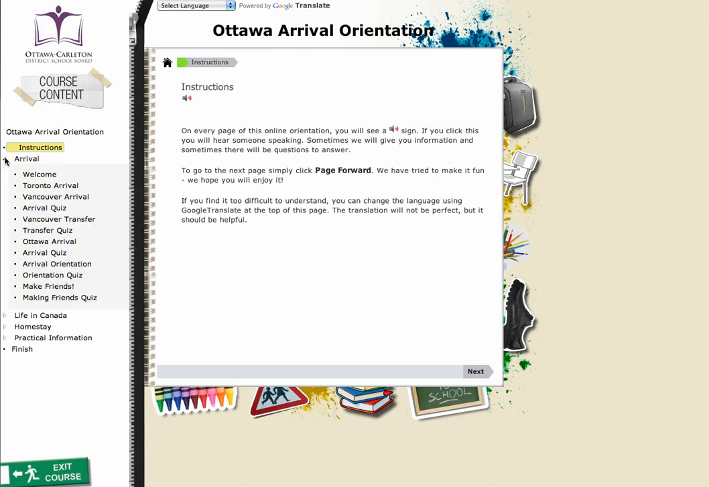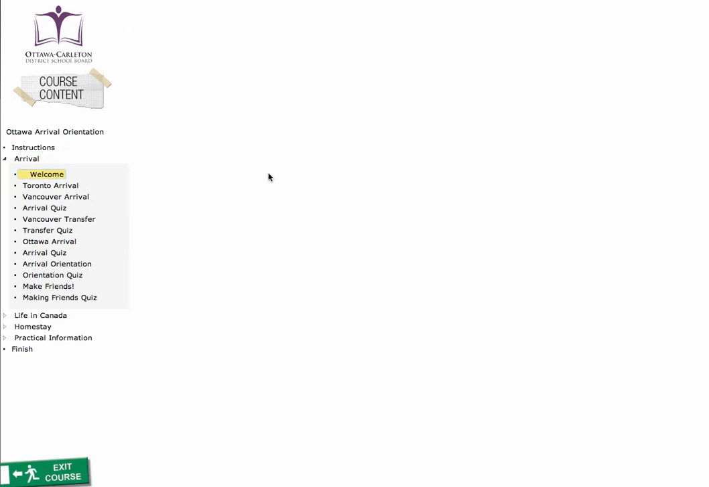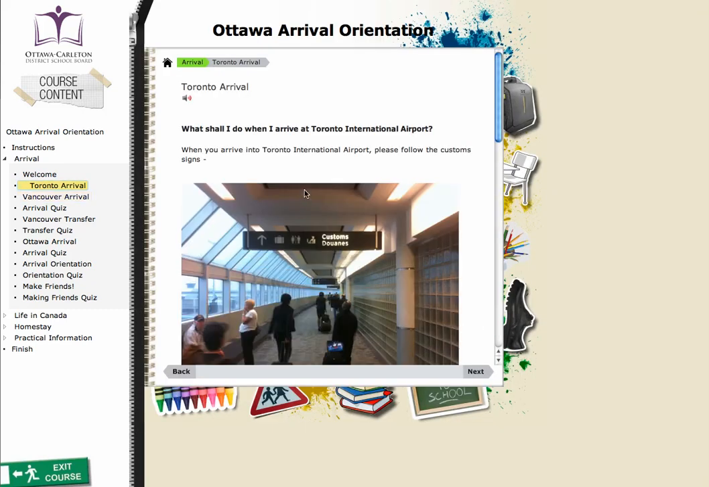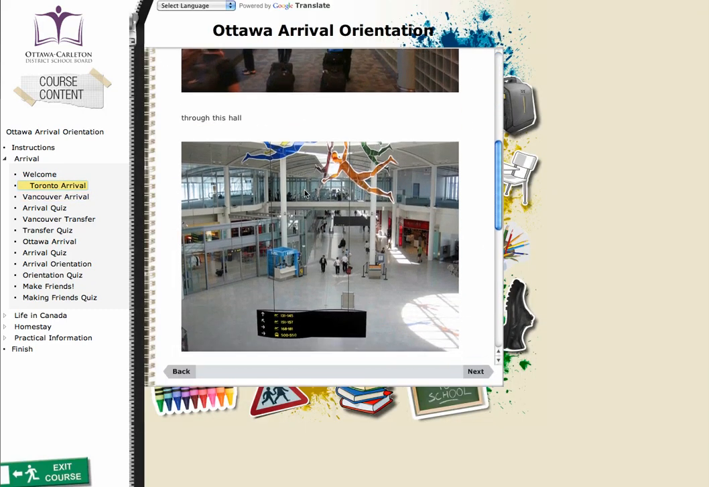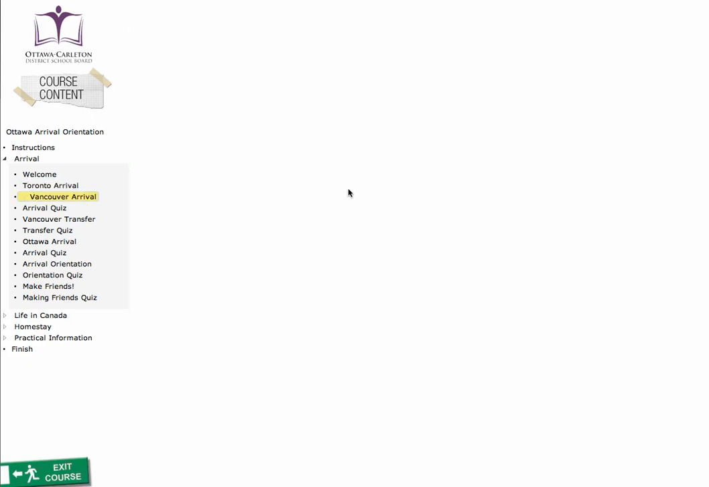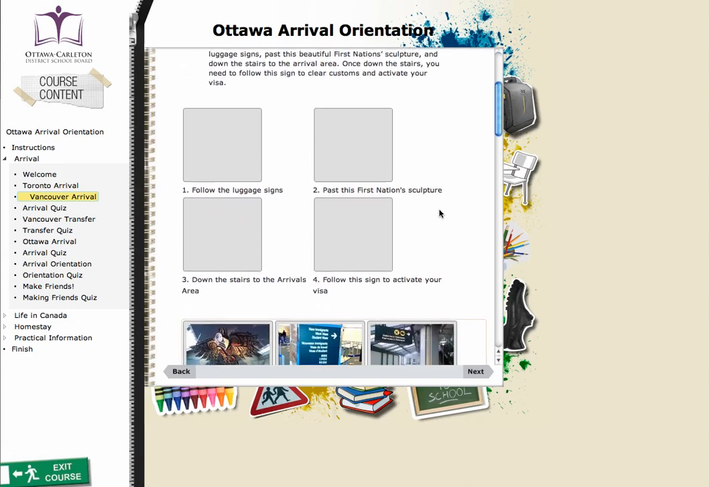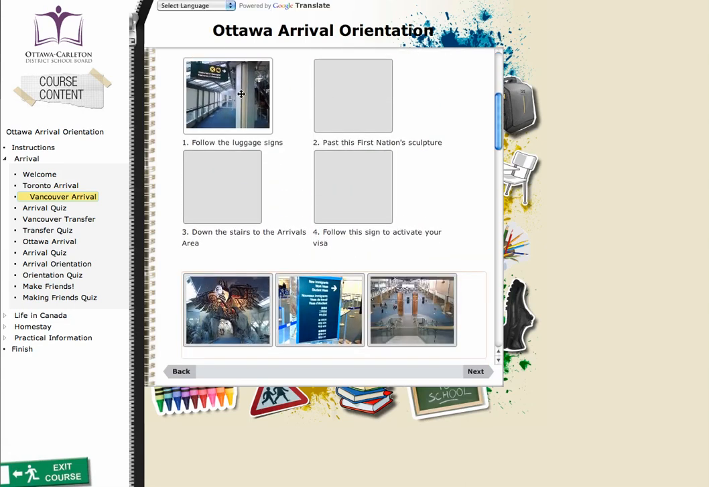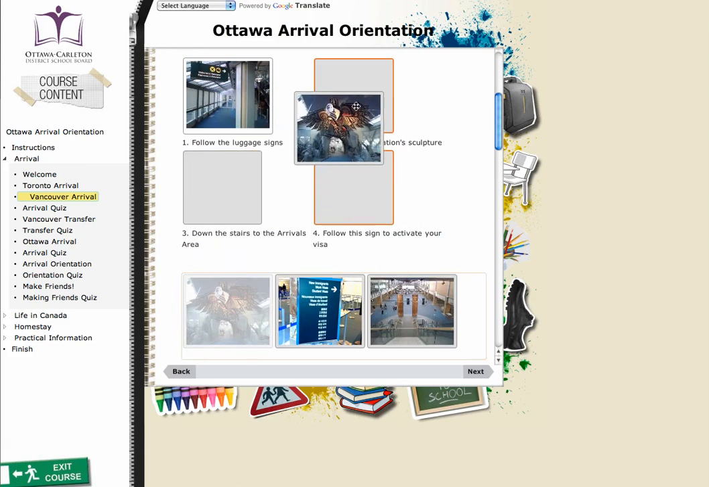So under arrival, there's a welcome from Geoff, and we go through Toronto arrival, what will happen when they get to the airport. So we have pictures that they should follow if they arrive through Vancouver, for instance. There's a drag and drop exercise here of things that they will see.